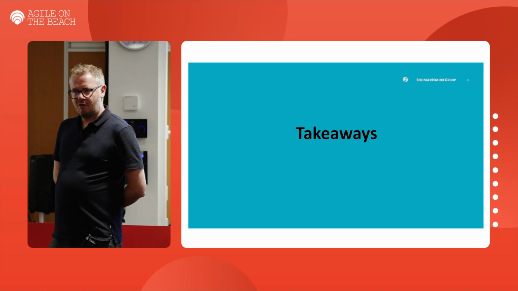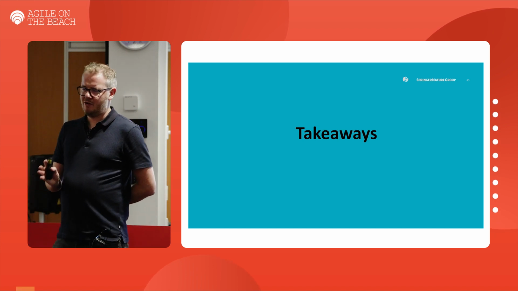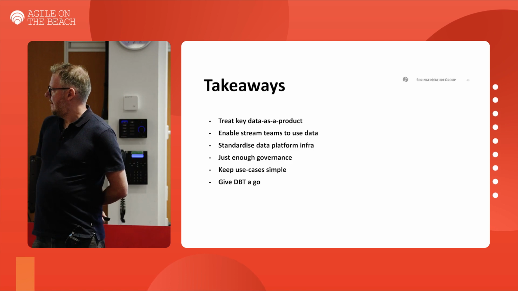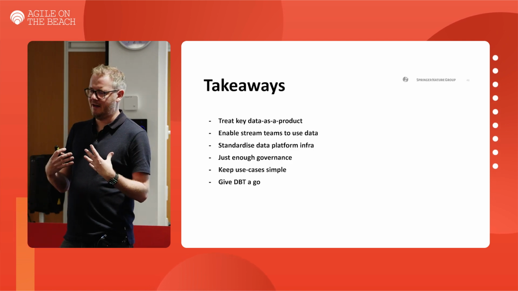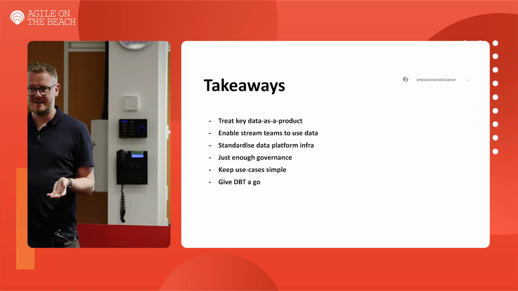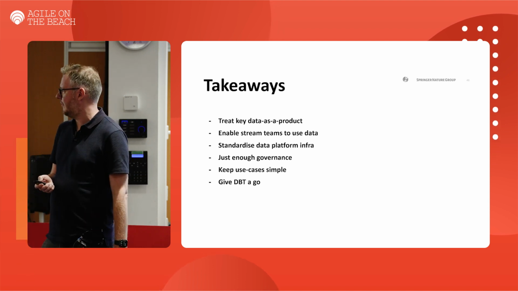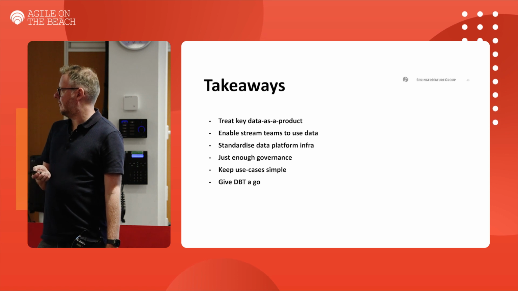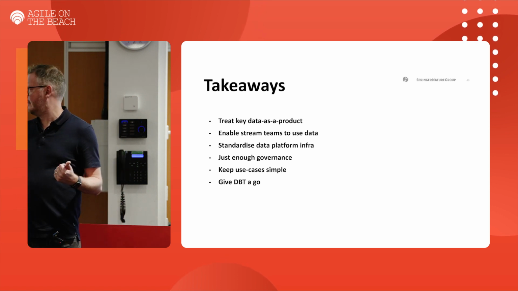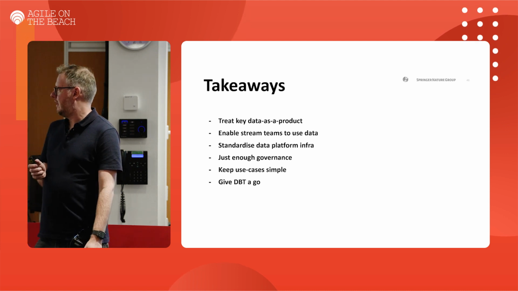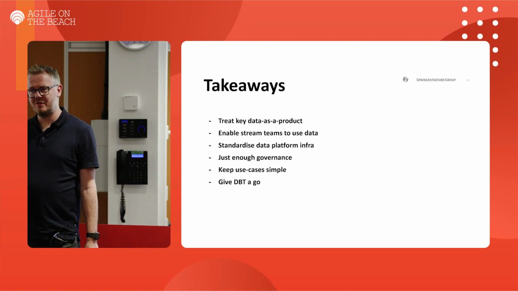I would say your important data, your key data, treat that as a product in your organization. Try and get your stream aligned teams to start using the data that it produces itself. I think that's how you kickstart this whole process. Standardize on your data platform infrastructure, make sure all the data is in the same place and you can join it easily, with as little friction as possible. Data governance is important, but use just enough of it.